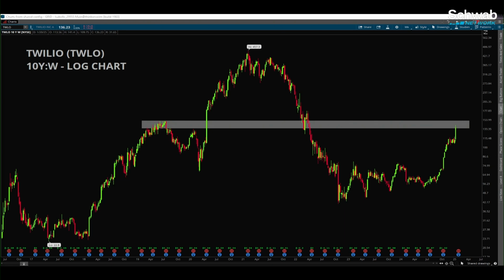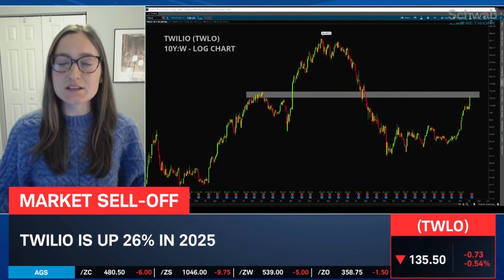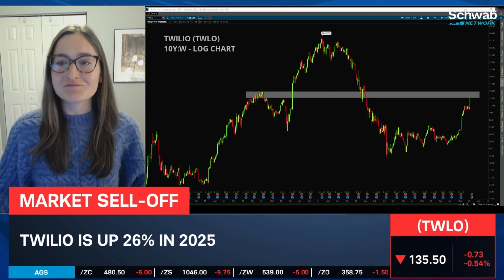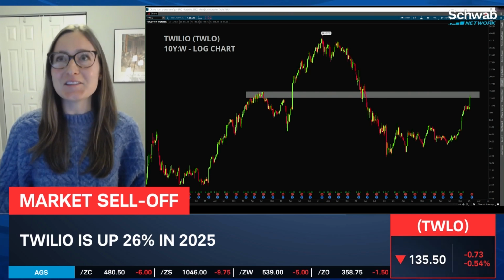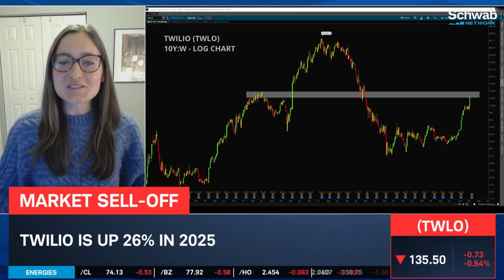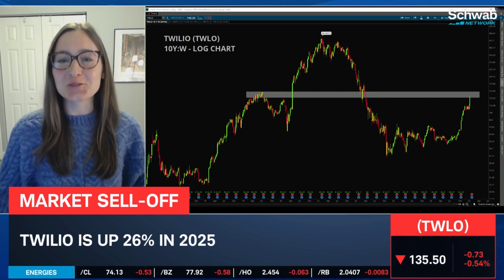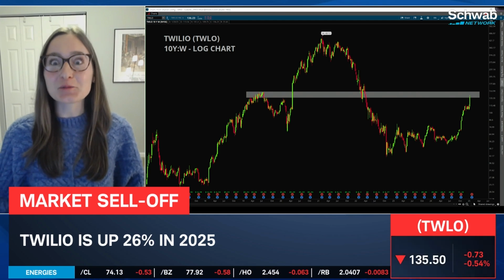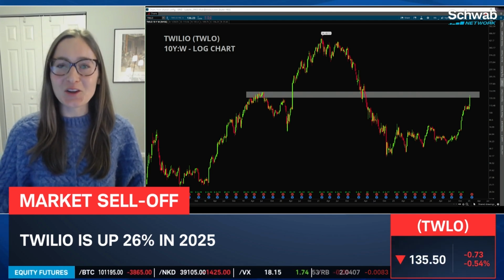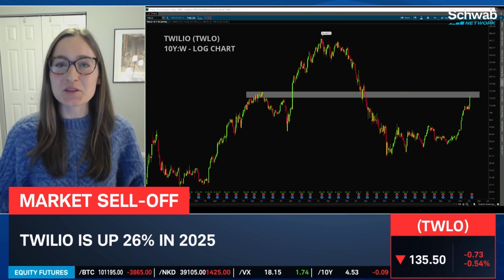But if we zoom out a couple steps further, in this case looking at the 10-year weekly chart, which is on a logarithmic scale rather than arithmetic, it's just showing the magnitude of those percentage changes, because obviously a move from $5 to $10 is a lot different from a move from $100 to $105. So a $5 move, the magnitude can be a lot different. So I put it on a log chart there just to show the magnitude of some of those moves.